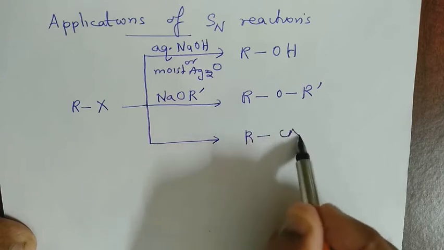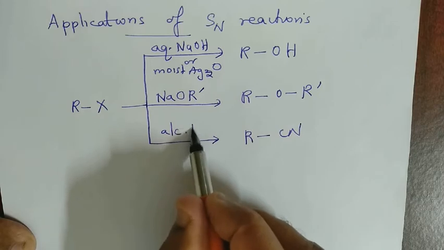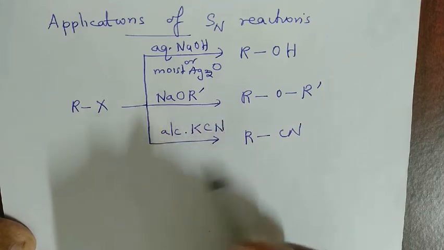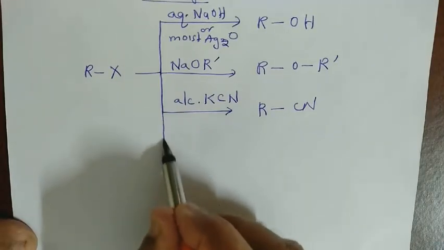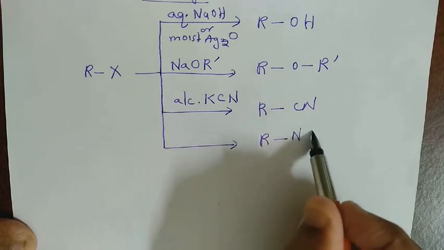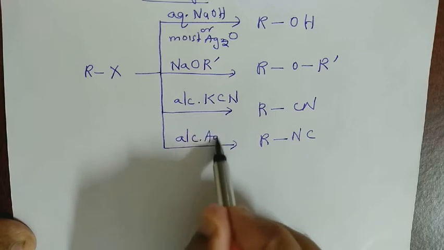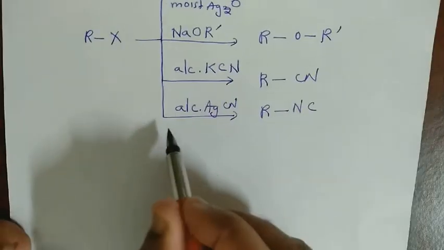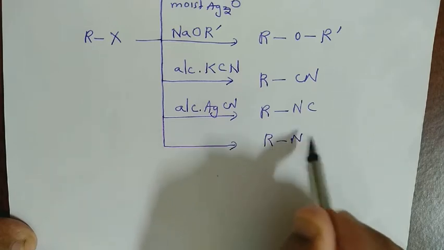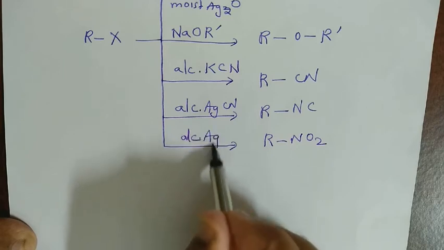Alkyl halides can be converted into cyanides by reacting with a solution of alcoholic KCN. Alkyl halides can be converted into isocyanides or carbylamines by treating with alcoholic silver cyanide. Alkyl halides can be converted into nitro compounds by treating with alcoholic AgNO2.